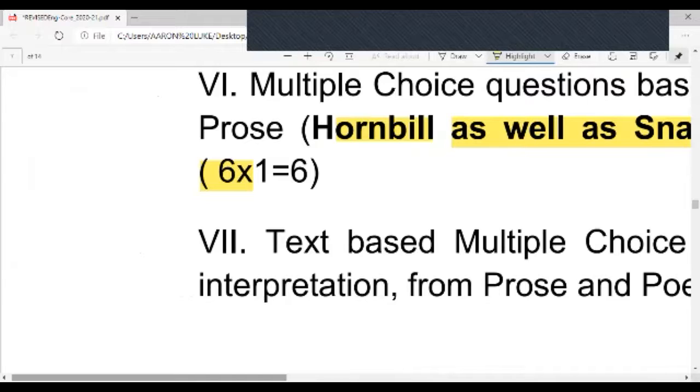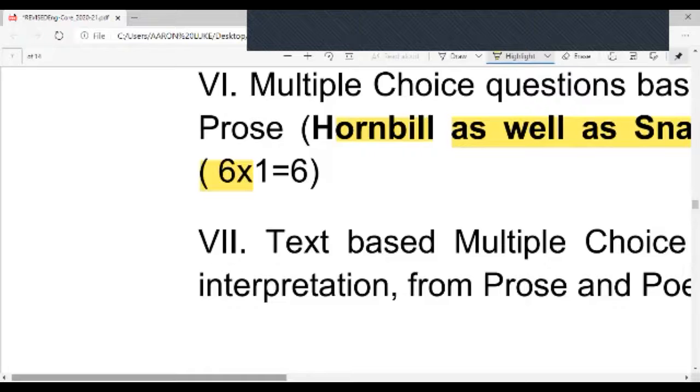Question number 6 carries how many marks? 6 marks. Is there an internal choice among the three? Yes, sir. How many extracts can be expected in question number 6? Three extracts, out of which two are compulsory to write.